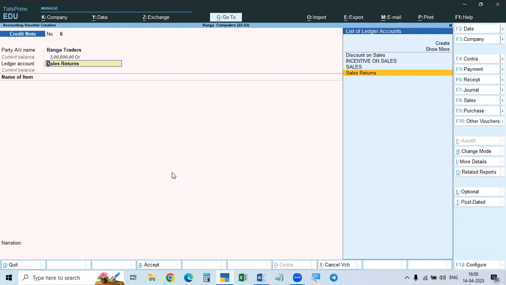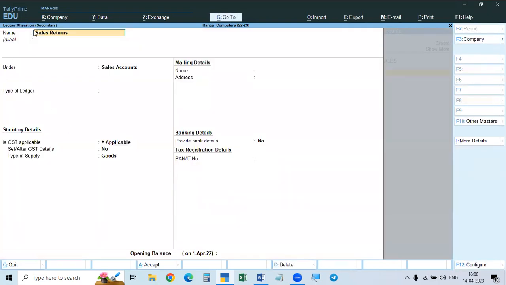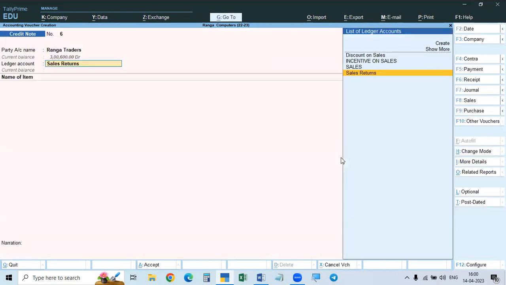See here, go back and click Control Enter. You can see the alteration screen. Sales returns. This is the ledger name, and this is the group. Under the group is sales account. Okay, so sales returns are taken.